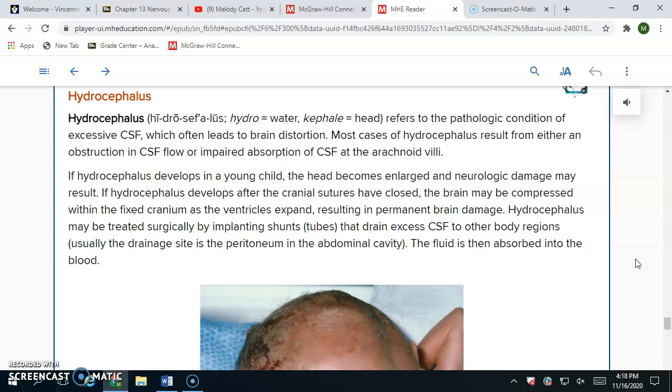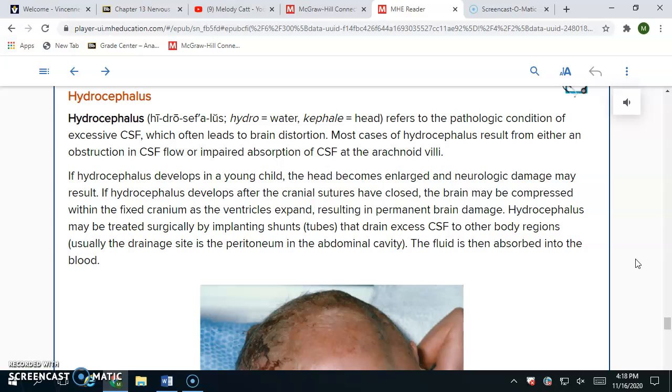You try to provide a way to either relieve the obstruction or find another way to drain that fluid if, say, it's a problem with the arachnoid villi. So a lot of times they'll put little shunts in, which are tiny tubes, and then the fluid has a place to go. Usually they drain those shunts into other body cavities, like the abdominal cavity, which is one area that they can drain that fluid into. That way it doesn't put pressure on the brain anymore, and so we can avert any sort of neurological damage there.